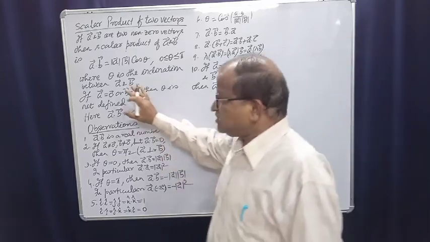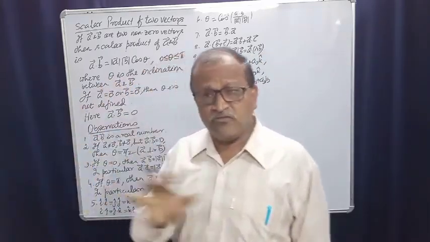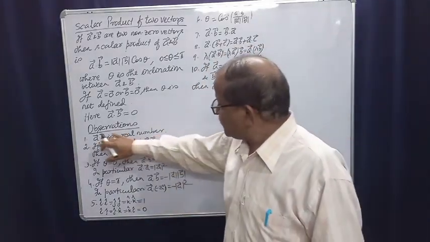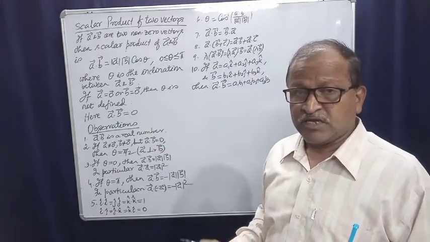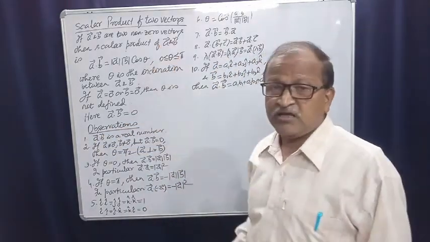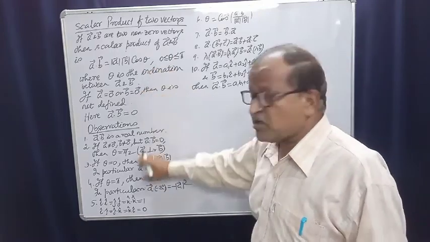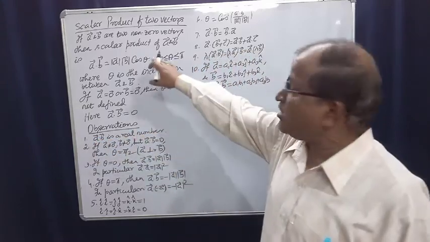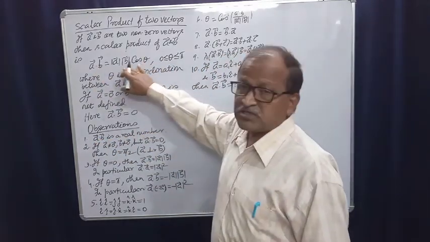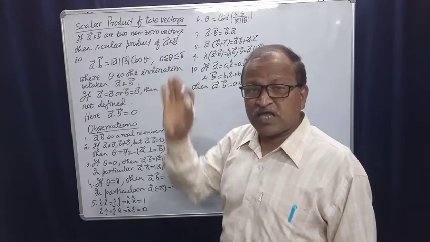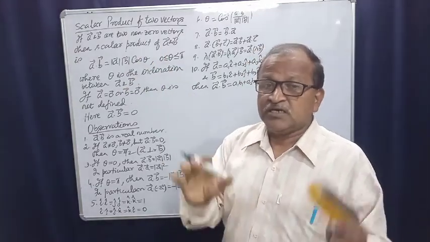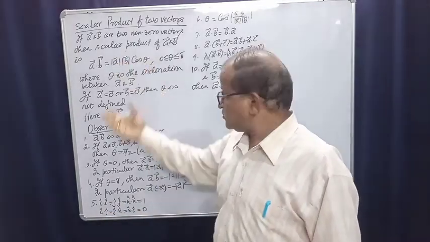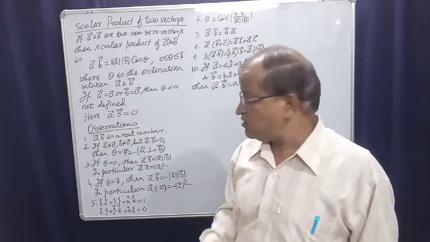Now this is about the scalar product of two vectors. Some observations I have written. Suppose you see A dot B is a real number. I have already told you A dot B must be a real number. That means the scalar product of two vectors is a scalar quantity. It is not a vector, it is a scalar. So A dot B is a real number, right?